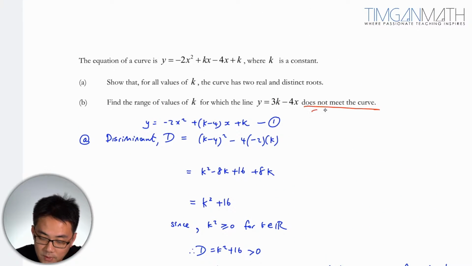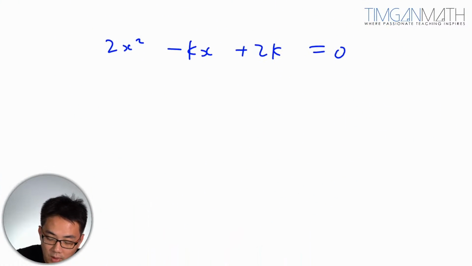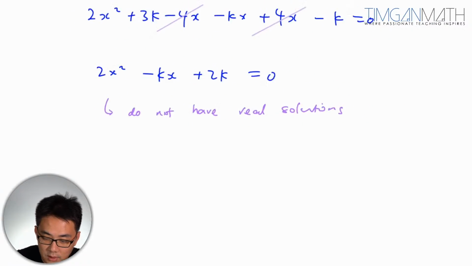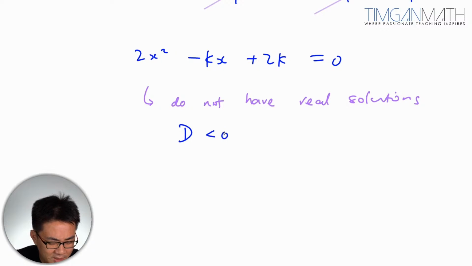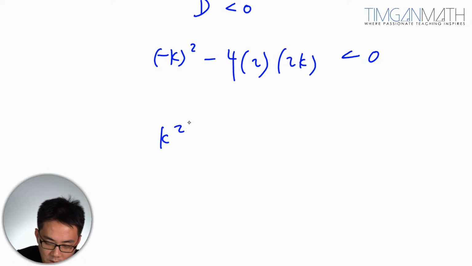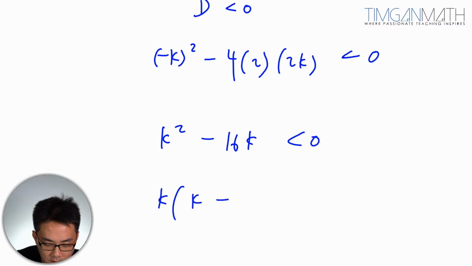Does not meet the curve just means that this doesn't have real solutions. Because it doesn't meet. So in this case, what we're going to do is put the discriminant to be less than 0. So minus k squared minus 4ac less than 0. Okay, so this will be k squared minus 16k less than 0, k minus 16 less than 0.